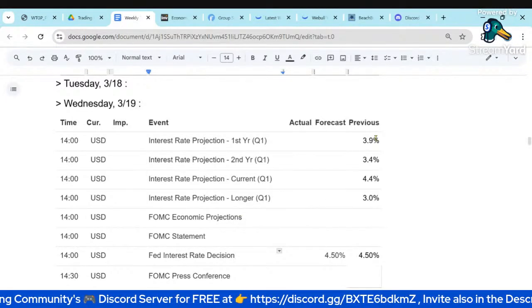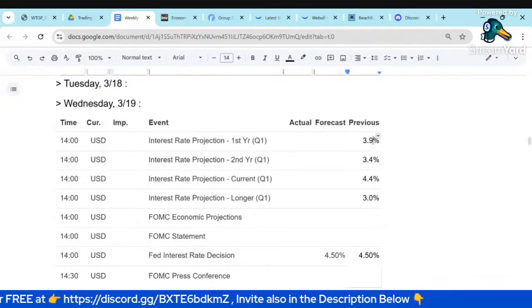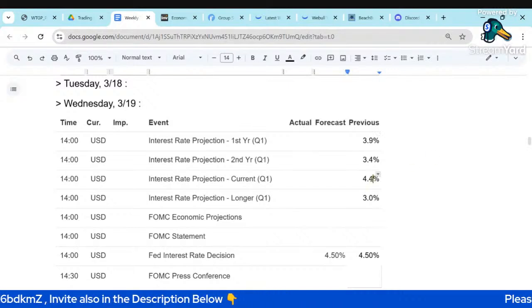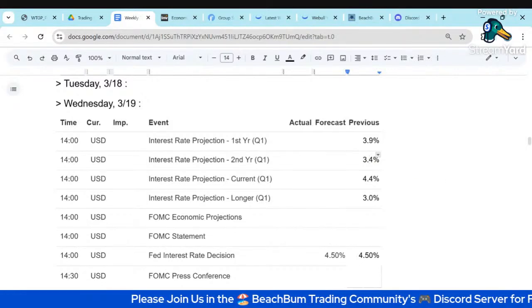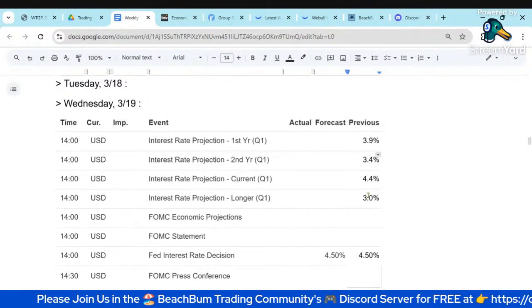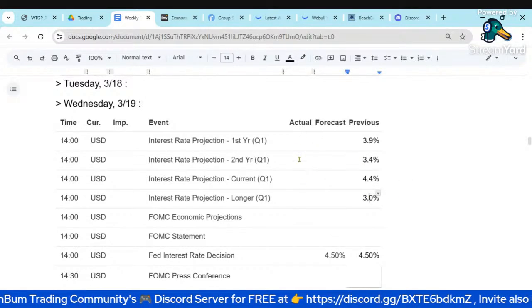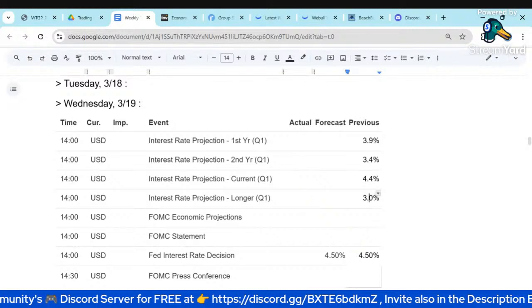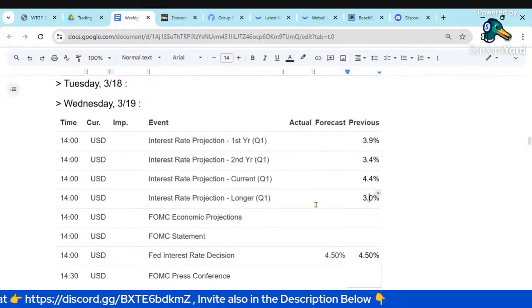Last we saw, the 1-year expectation was 3.9, so some decrease in the next year. Current quarter 4.4, so essentially very little change. 2 years out, we're down to 3.4, so about a point below where we currently are, and longer term headed to 3. So we'll see if those economic projections, those interest rate projections, flatten out, pull up, etc.